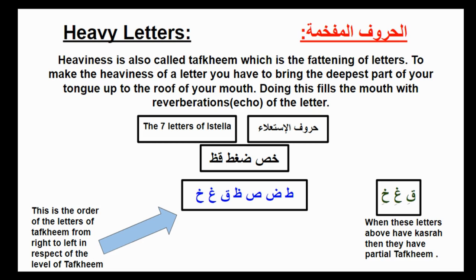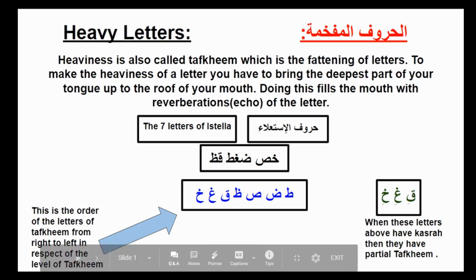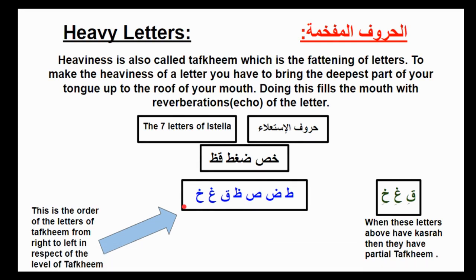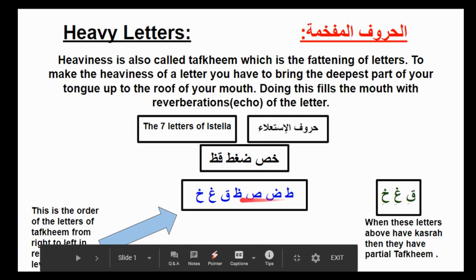And they are khussa, daghtun, qidh. And right here is where we have them from right to left, how heavy they are in respect of level of tafkhim. So ba is the heaviest right here, and ha is the lightest of the heavy letters.